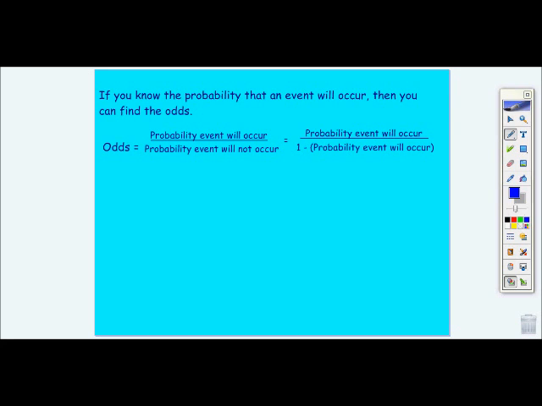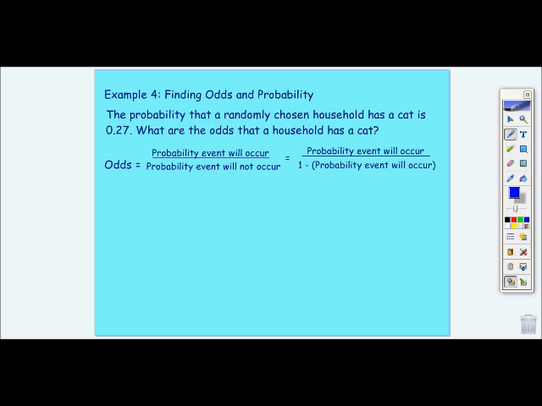So if you know the probability that an event will occur, then you can find the odds. Again, we're doing odds. It will occur, favorable. It will not occur, that's going to be unfavorable. Now, the probability that the event will not occur, we can find using the formula 1 minus the probability that the event will occur. The probability that a randomly chosen household has a cat is 0.27. What are the odds that a household has a cat?